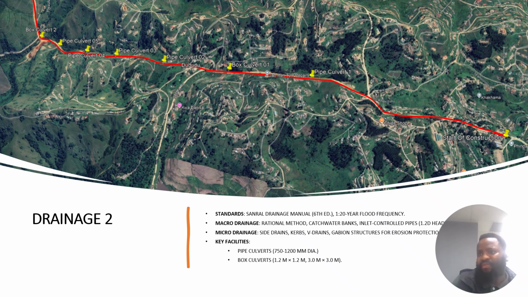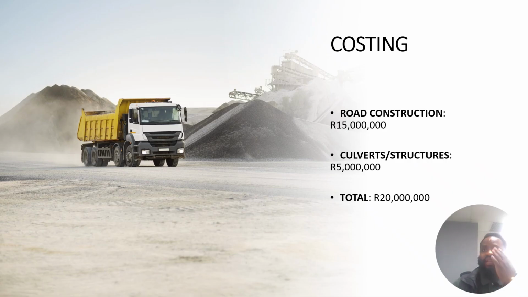And then your key facilities. It's pipe culverts, ranging from 750 to 1,200 millimeter diameter pipes, and then a 1.2 by 1.2 meter box culvert and a 3 meter by 3 meter concrete box culvert. And then the costing of the project. The road construction is about 15 million. The drainage structures, the culverts, about 5 million, which totals 20 million, excluding VAT and contingencies.